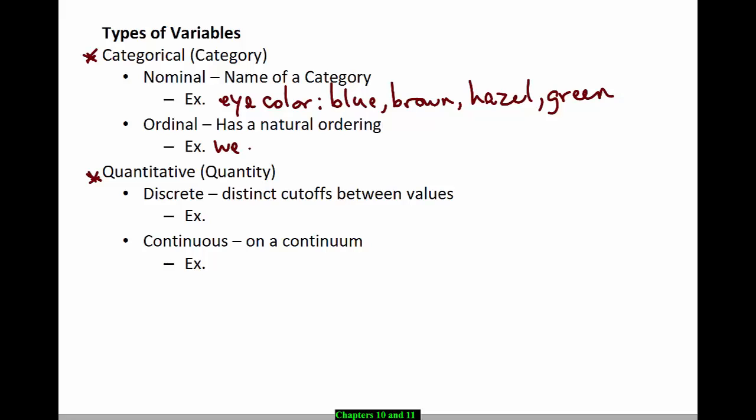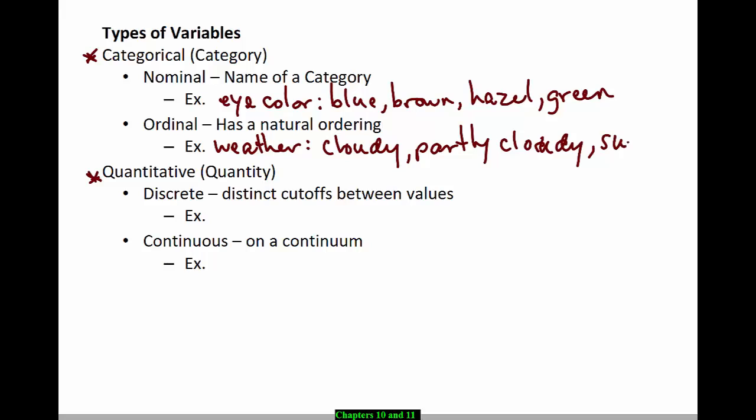An example of an ordinal random variable would be the weather. If we described it as cloudy, partly cloudy, sunny. In an ordinal scale, you still have just the names of categories, but you have more of something as you go through the categories, or less of something as you go through the categories, according to which way you labeled them.